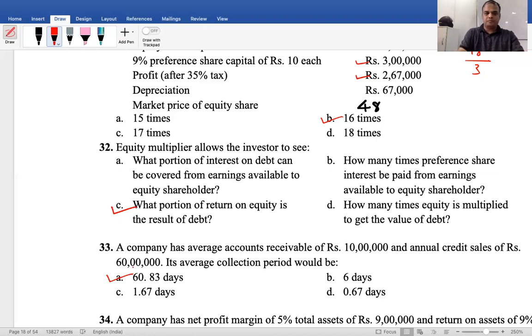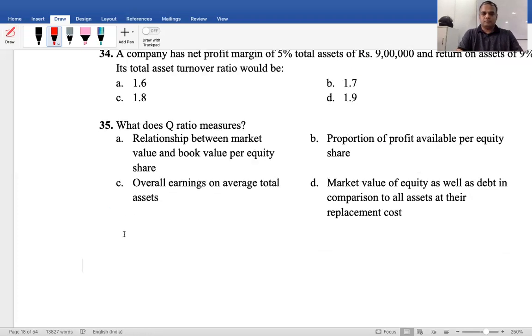Next. A company has a net profit margin of 5% on total sales of 9 lakhs and return on asset of 9%. Its total asset turnover ratio would be how much? What is the formula for asset turnover ratio? Turnover divided by total asset. Turnover is nothing but sales. How much the sales?